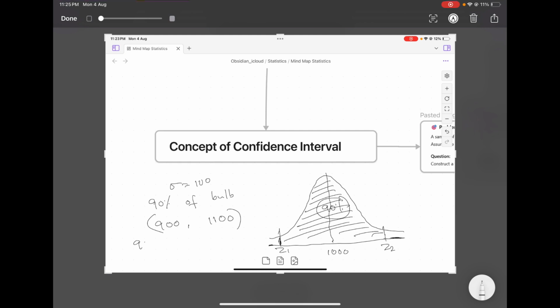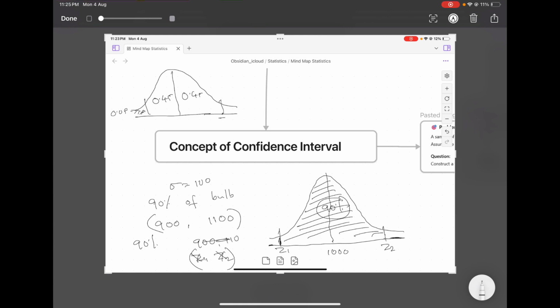With 90% confidence you can say that the light bulbs will have a life between X1 and X2. Let us call it X1 and X2. How will you find X1 and X2? For that, again, you will use the concept of probability. This is 90%, which means this will be 0.45 and this will be 0.45, and this area will be 0.05.